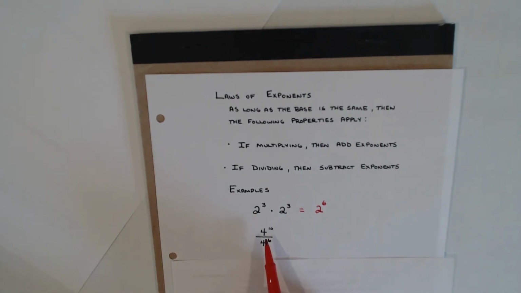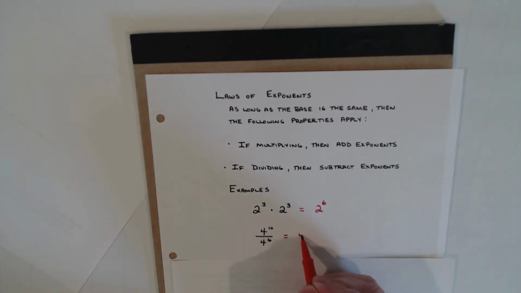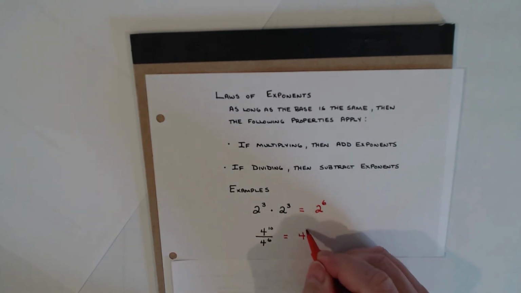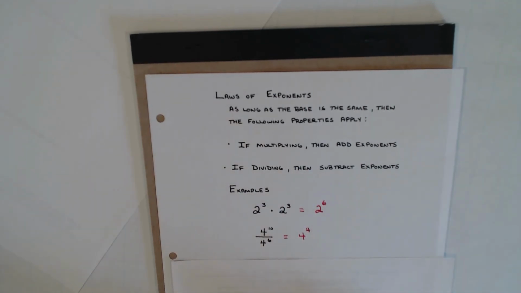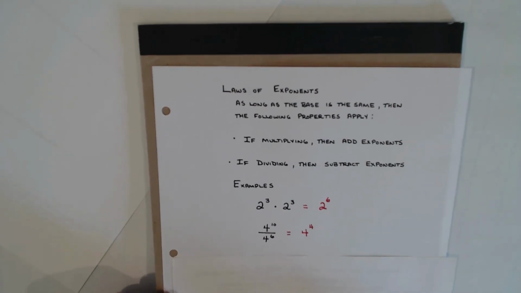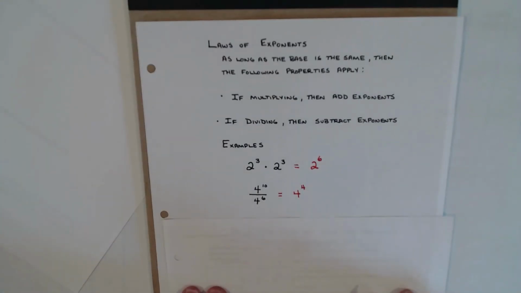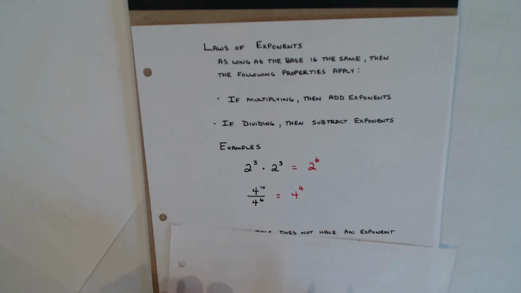Dividing, my bases are 4. So my base is going to stay the same, and then when I'm dividing, I subtract my exponents. 10 minus 6 is 4. Just that simple. So that's the basics for these types of problems. At the very beginning, when they say apply properties of powers with the same base, they're simply talking about the laws of exponents.